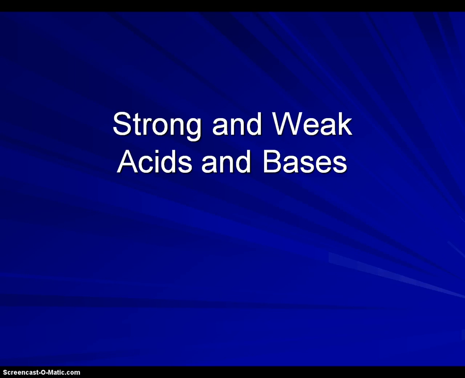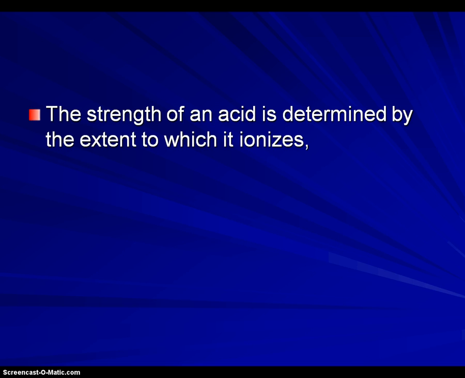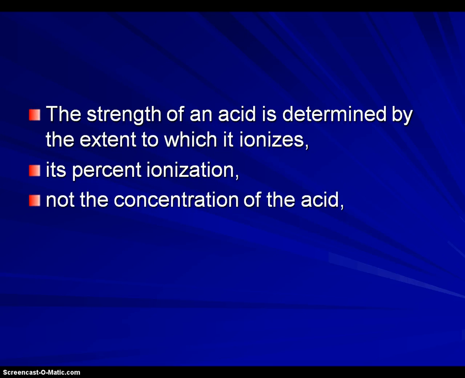So here I'm going to discuss strong and weak acids and bases and how that differs from concentration. The strength of an acid is determined by the extent to which it ionizes. In every single definition of an acid or a base, we were ending up with some sort of charged particle, whether it was releasing hydrogen ions or forming hydronium ions. And so we can determine how strong an acid is by how well it does this, so how much it ionizes, or the percent of ionization.